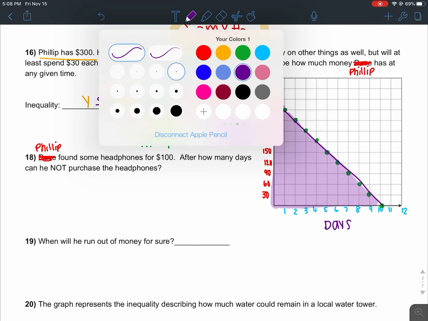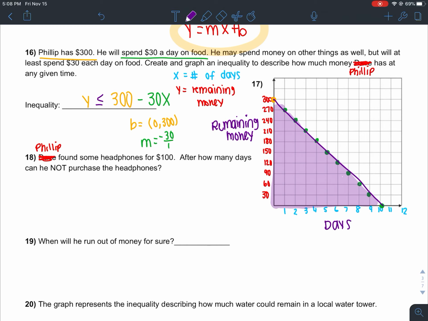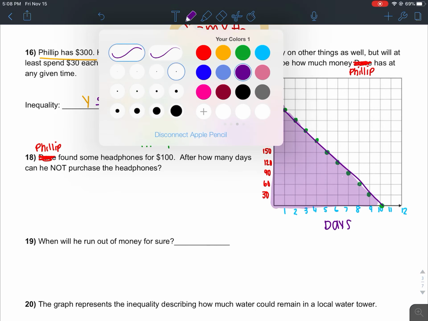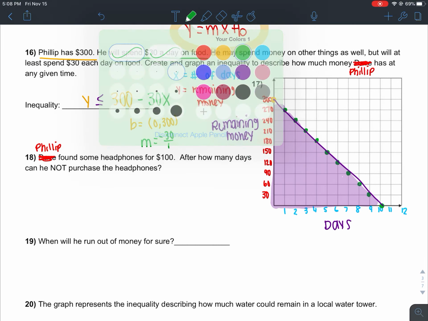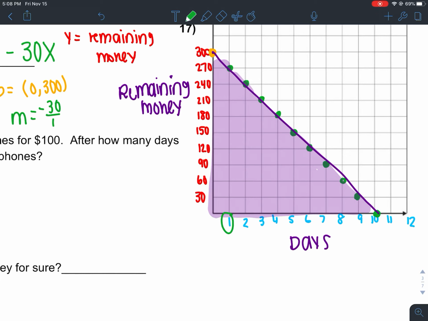All right, let's look at the next question. Philip found some headphones for $100. After how many days can he not purchase the headphones? So remember, on the y-axis here is our remaining money. So we want to look and see. So after 1 day, the most amount of money he can have is $270. After 2 days, the most money he has is $240. After 3 days, the most amount of money he has is $210.